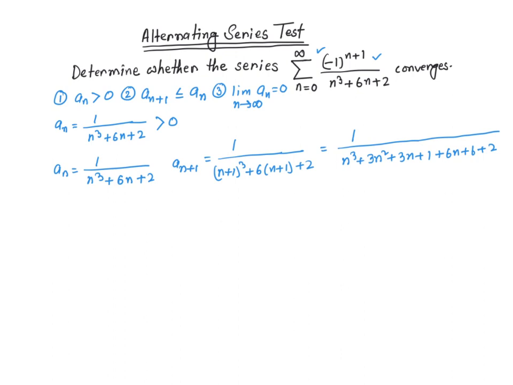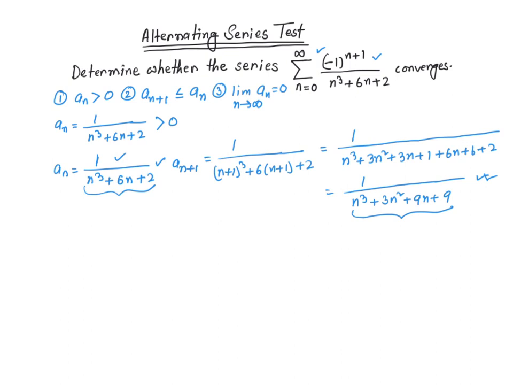Now, if I simplify it a little further, what do I get? 1 over n cubed plus 3n squared plus 6n plus 3n is 9n, plus 6 plus 2 plus 1 is 9. Now, compare this with this. If you compare, you can see the denominator here is obviously bigger than the denominator here. Therefore, 1 over this, which is a sub n, must be greater than or equal to a sub n plus 1, which is 1 over n cubed plus 3n squared plus 9n plus 9.